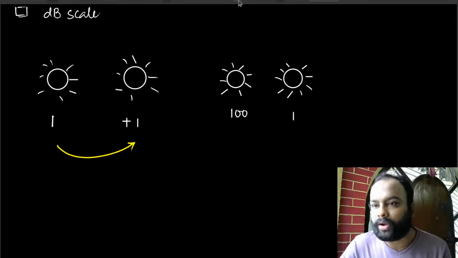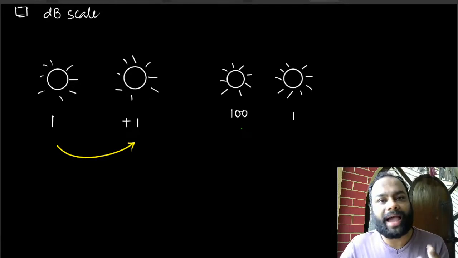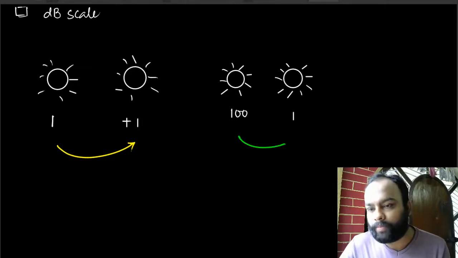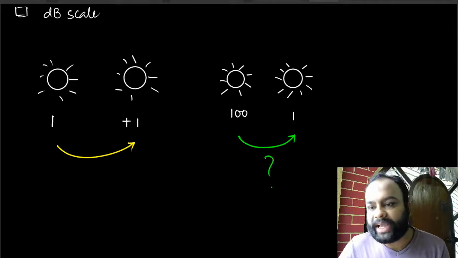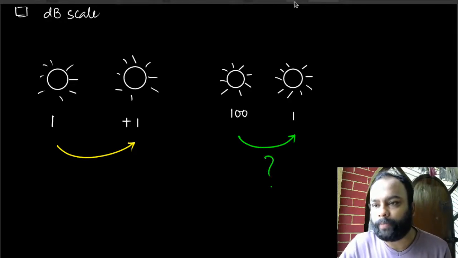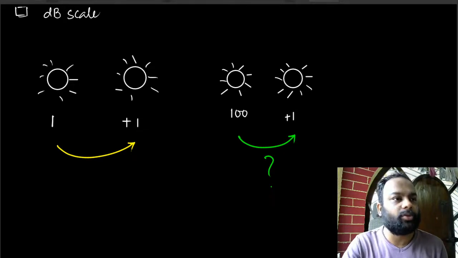But what about this one? Say 100 identical lights are glowing, maybe in a floodlighting situation, maybe in a stadium. Now if I connect one more, the question is, will this change be visible to you?